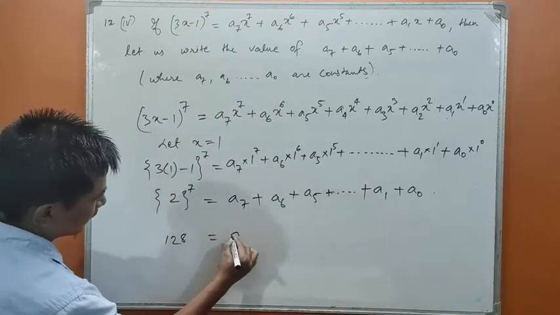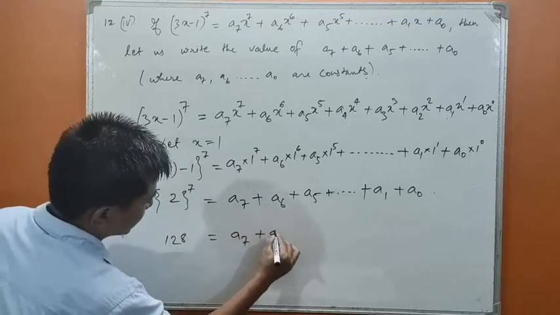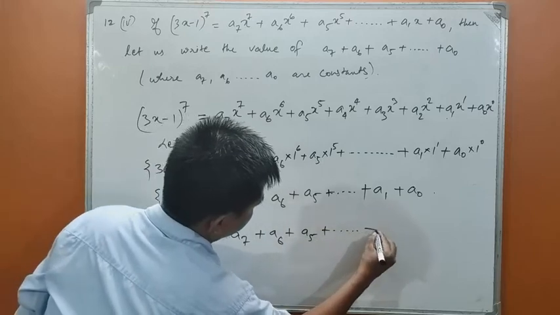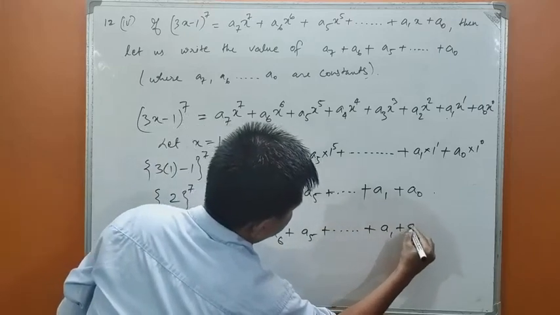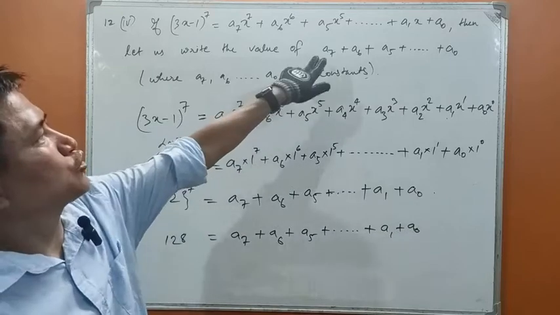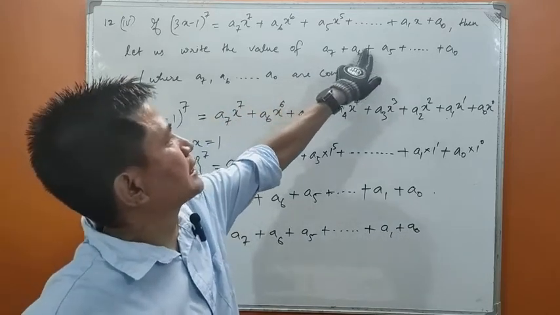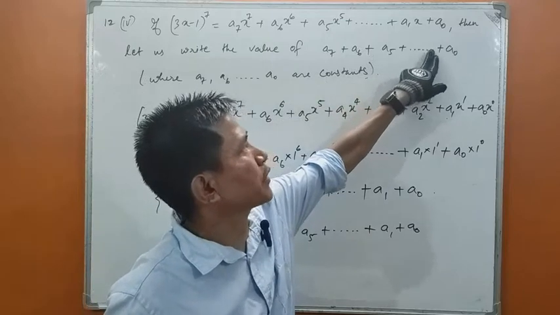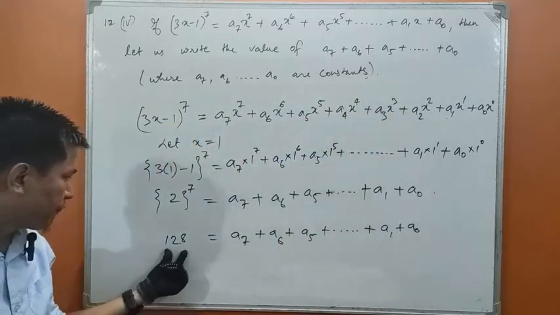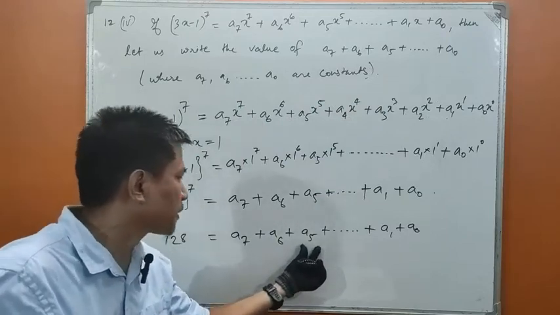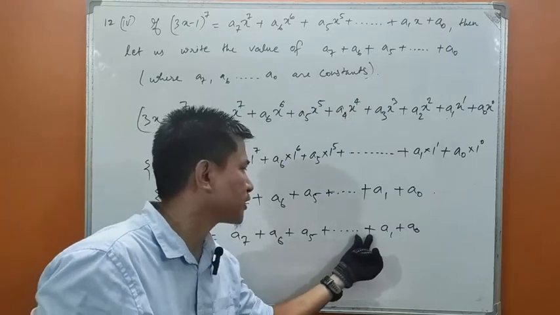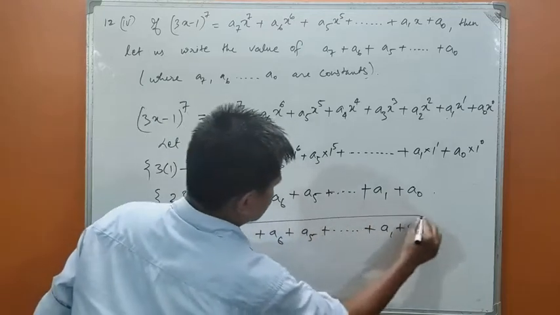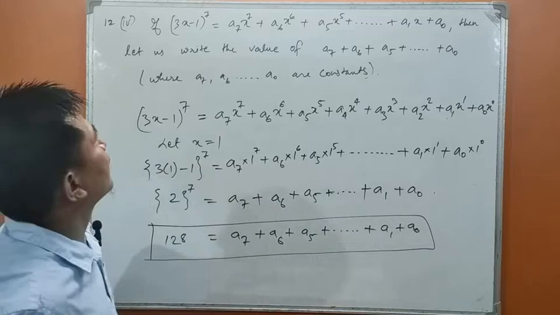128 equals a7 plus a6 plus a5 plus so on plus a1 plus a0, isn't it? We were asked to find the sum of a7 plus a6 plus a5 plus a4 plus a3 plus a2 plus a1 plus a0, and we have found this sum to be 128. So this is the answer for question number 12 4.